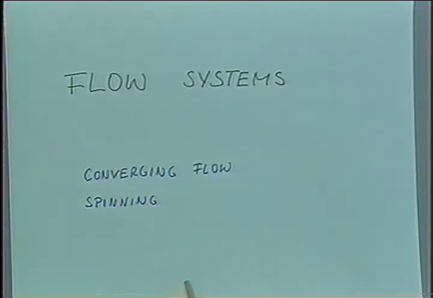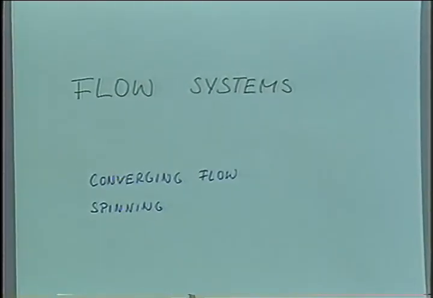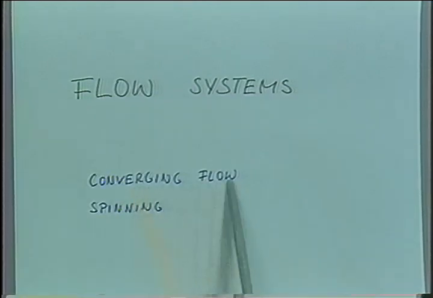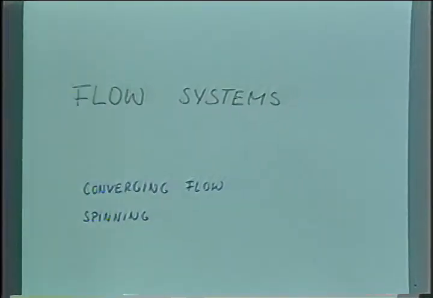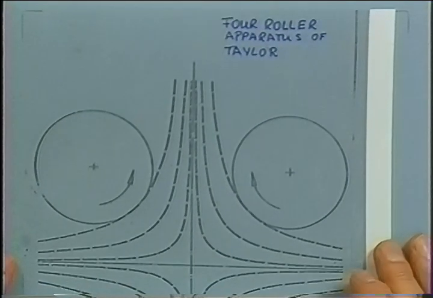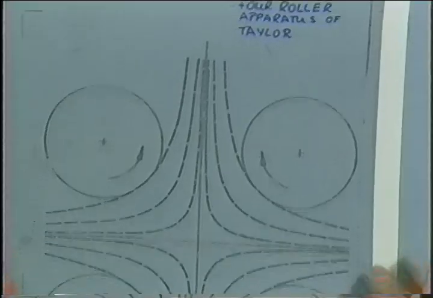We would like to study extensional flow in continuous flows, pumping liquid, say, through an extensional rheometer. And the devices to use would be a converging flow, where the velocity is increasing in flow direction, or a spinning device, where you grab a liquid and increase its velocity. In the 30s, Taylor proposed the four-roller apparatus.